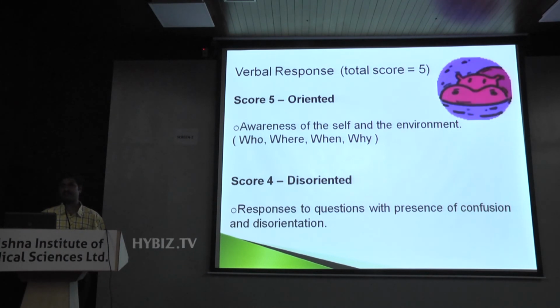If the patient is confused, if he tells an answer but the time is wrong. He tells an answer but the name is wrong. He tells an answer but the place is wrong. So the patient is confused, disoriented. This gives a score of 4.